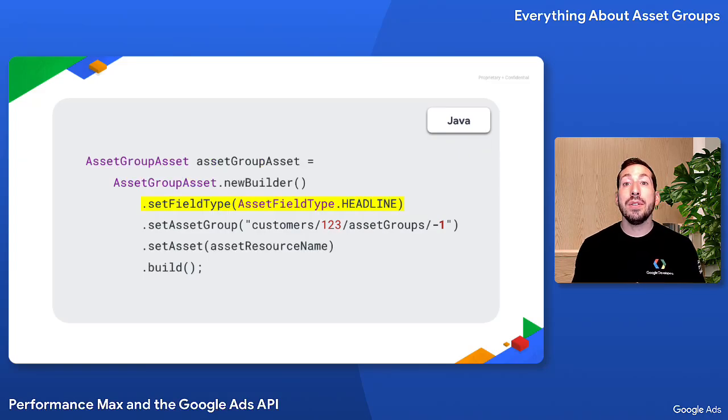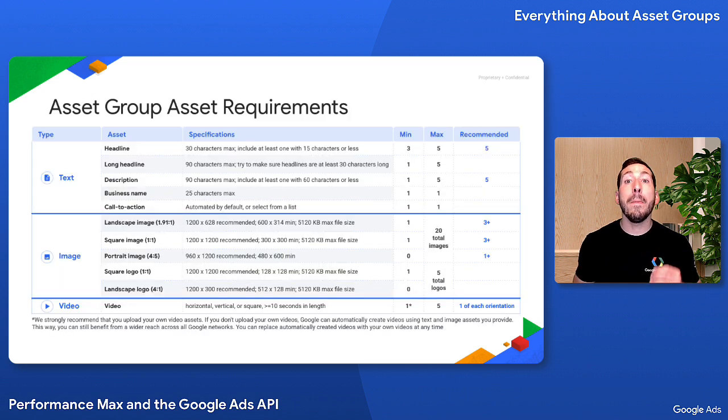In addition to understanding how an asset might be used in an ad, these asset field types are also extremely important because of the critical role they play in the asset requirements and specifications you must adhere to when creating asset groups. Each asset group must contain a specific number of each asset field type, and each asset of a given field type is required to meet certain specifications.